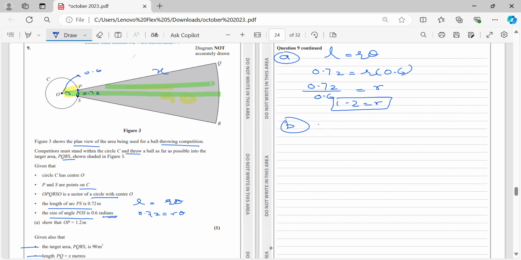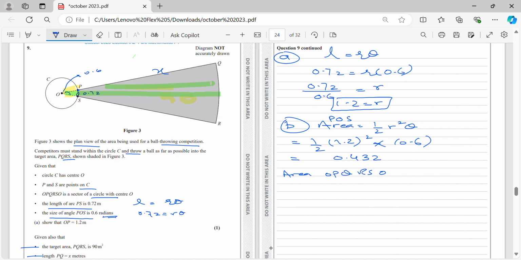So area of a sector in radians is 1/2 r squared theta. So 1/2 r squared, we just got r as 1.2. This area is for POS, into theta, which is 0.6. Okay, and that is 1.2 whole squared times 0.6 divided by 2, which is 0.432.